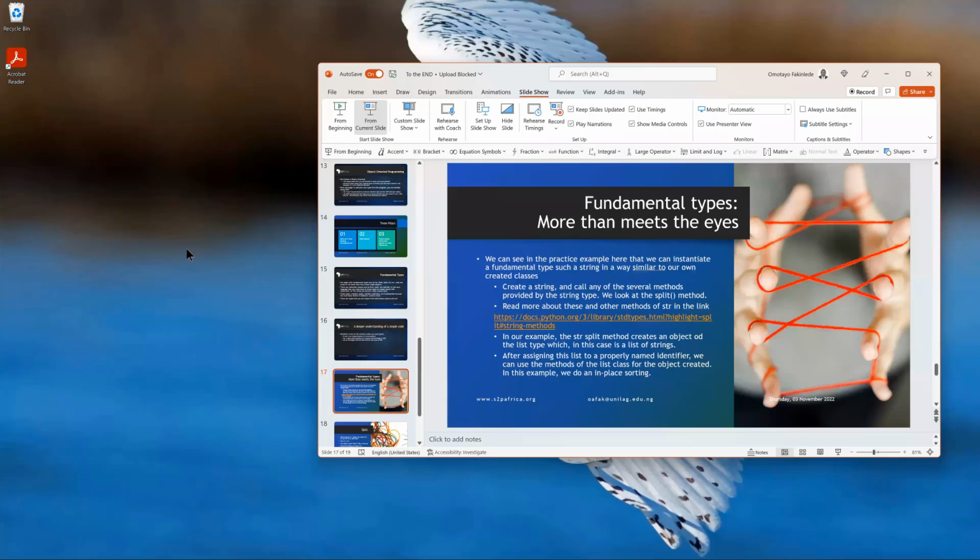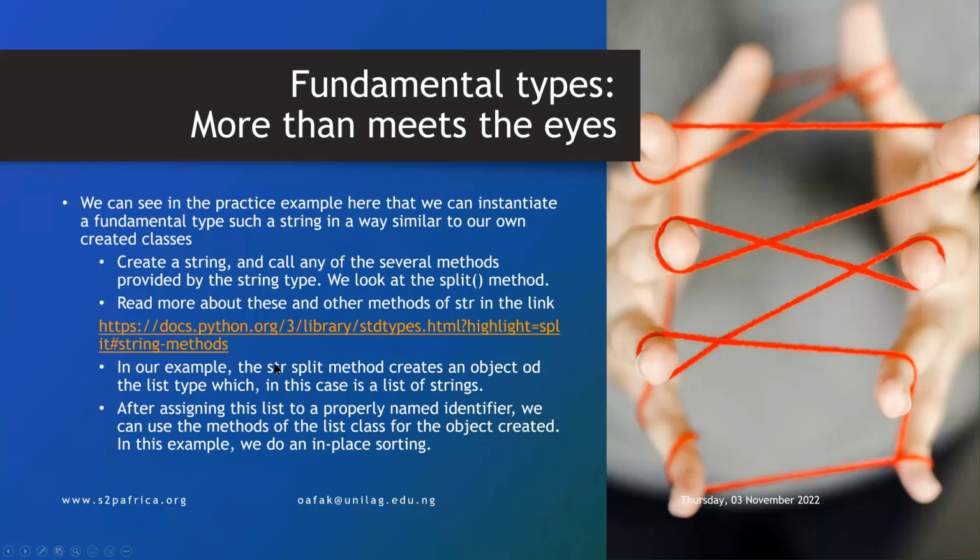Here in our example, the string split method creates an object of the list type, which in this case is a list of strings. After assigning this to a properly named identifier, we can use the methods of the list class on the object created. In this example, we do an in-place sorting. The sort of a list is an in-place sort.